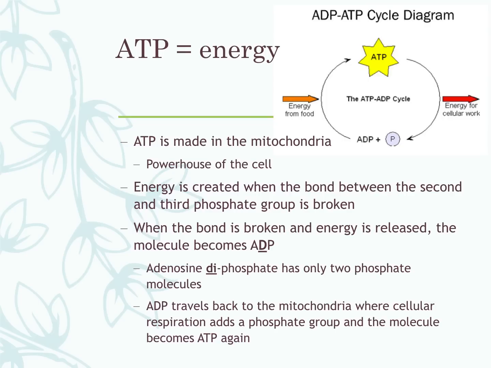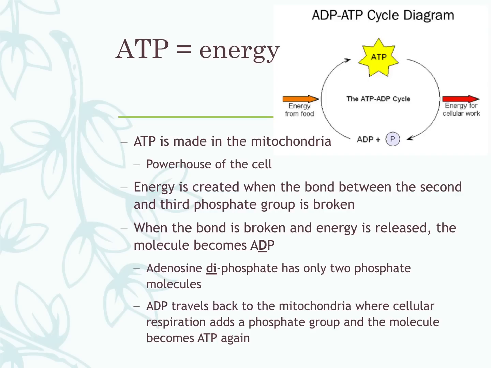ATP is the equivalent of energy. ATP is made in the mitochondria, and remember from the last unit, mitochondria is the powerhouse of the cell. So the powerhouse of the cell, the mitochondria, makes energy in the form of ATP. It's going to take sugars that are ingested or made by the organism, and it's going to turn those sugars into ATP. Energy is created when the bond between the 2nd and 3rd phosphate group is broken.